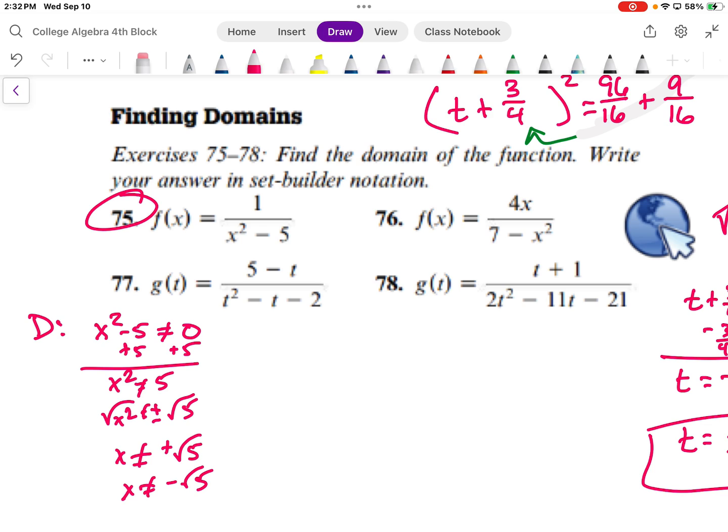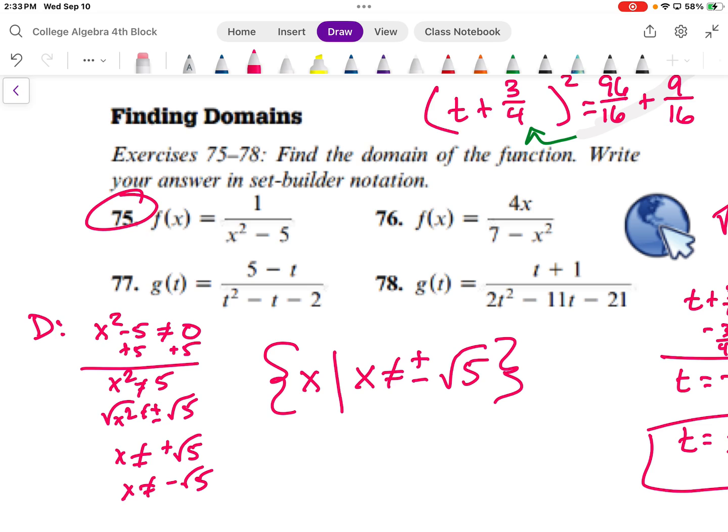And so they asked me to write this in set builder notation. So the set of all x such that x is not allowed to equal plus or minus square root of 5. We can list them each separate, or we can use that symbol to our advantage to make it a little bit shorter and sweeter. Okay?